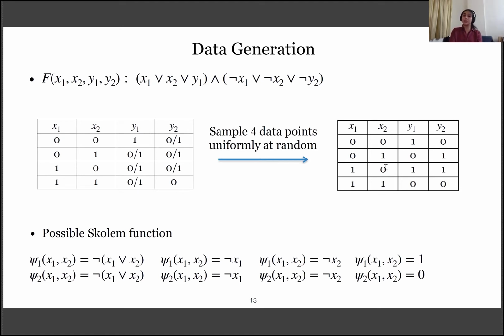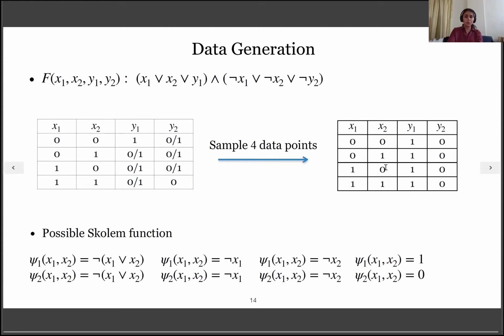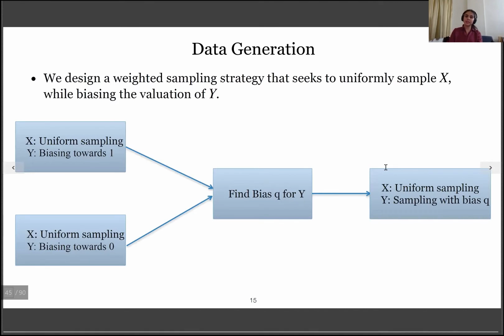Can we ask the data to help the machine learning? So if we somehow were able to generate these data points, notice the change here. For all the valuations of x1 and x2, we have y1 equal to 1 and y2 equal to 0. So with this data, it will be easier for machine learning to learn a simpler candidate function. So here we hypothesize that just sampling uniformly at random is not good enough to learn a function from relational data. So towards this end, Manthan proposes an adaptive weighted sampling strategy. It samples uniformly with respect to input variable x. At the same time, it biases the valuation of output variable y.